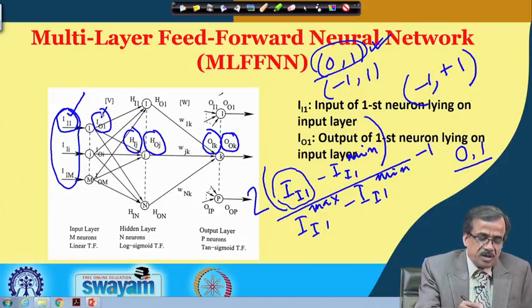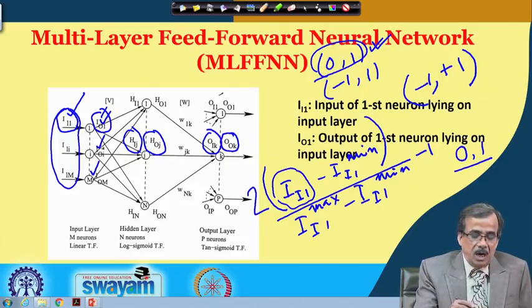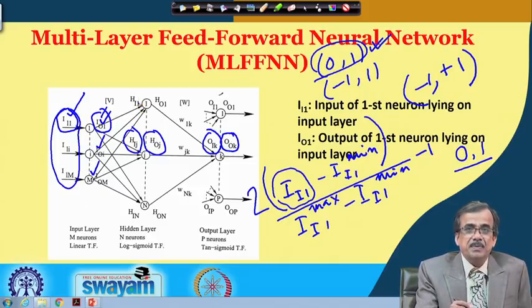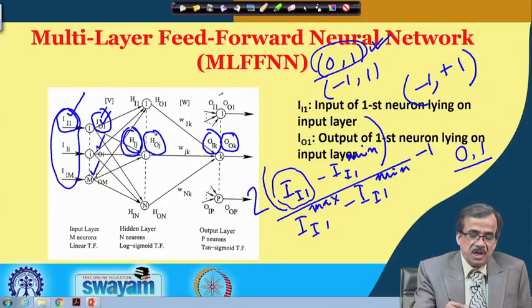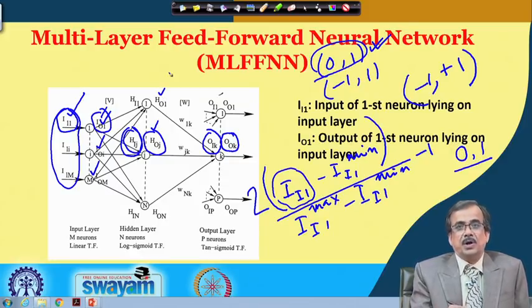And once you have got these outputs of the first layer, I can multiply them with the corresponding connecting weights and sum them up, so that I can find out the input for the hidden layer. And once you have got this input for the hidden layer, it will pass through the log sigmoid transfer function. So, I will get the outputs like HO1, HOj and so on.